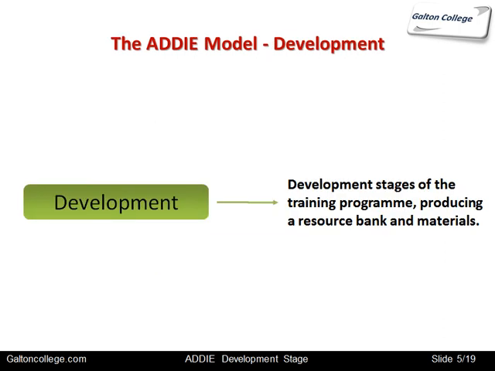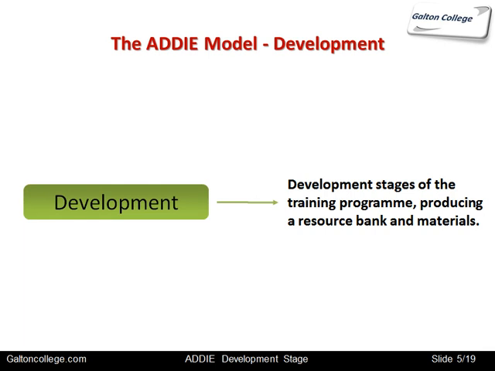Now, the development stage in the training program is producing a bank of material. The idea here is developing the program. It's been designed. That was the second part. This is the third part. So it's already been designed. Now it's a question of development, acquiring the resources and putting together the program in a way which is consistent with the design and which will meet the objectives of the program.